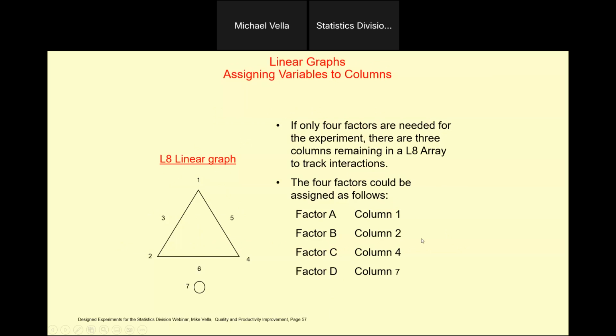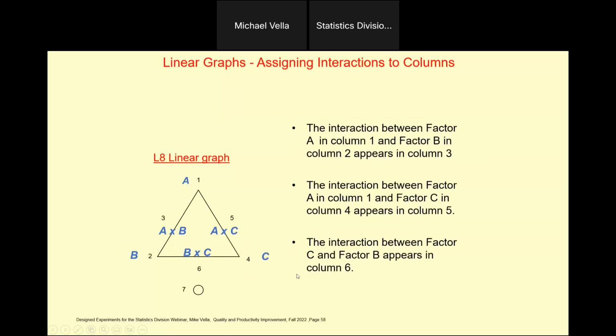However, if only 4 factors are needed, you'd assign them to column 1 at the top of the triangle, column 4, column 2, column 7. However, if you were interested in interactions, then you'd say, well, the interaction between A and C would fall into column 5. A BC interaction would fall in column 6 between 2 and 4. And an AB interaction would fall in column 3 between 2 and 1.